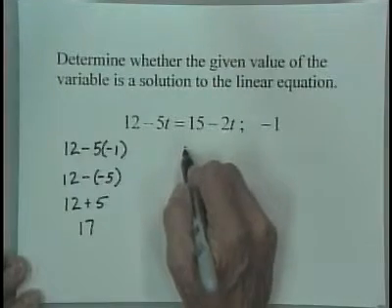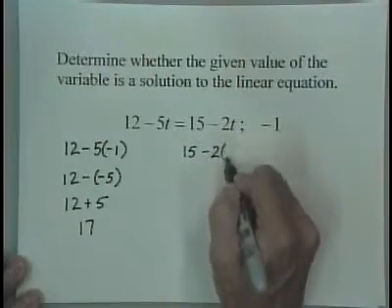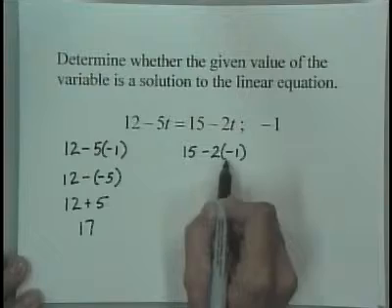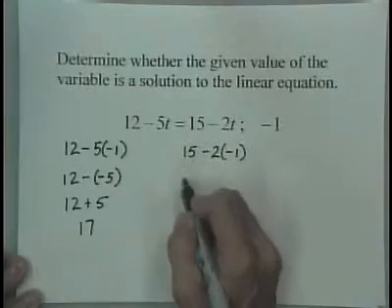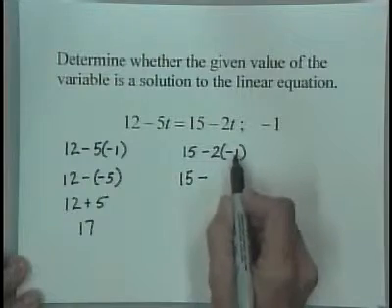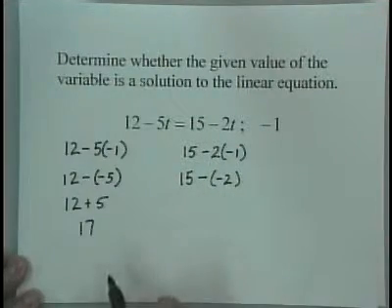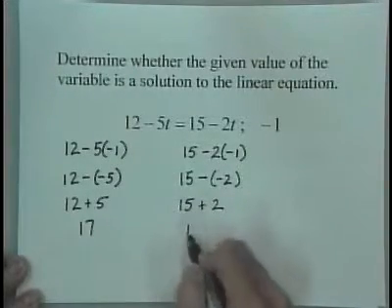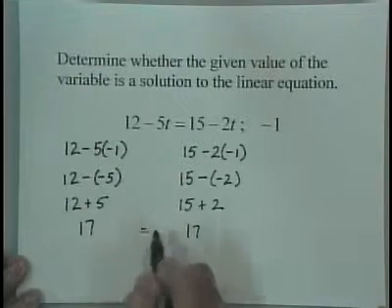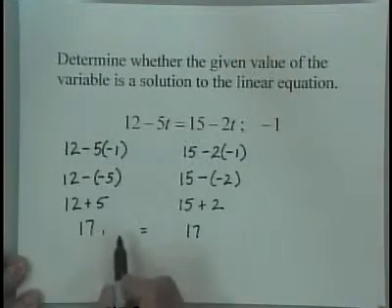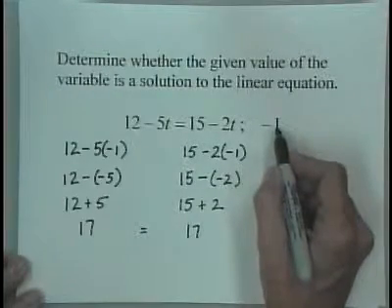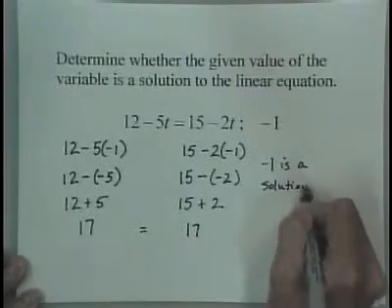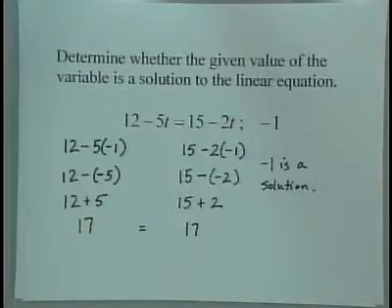Well, let's see what happens on the right-hand side. We have 15 minus 2 times -1. Again, that's times -1. We need to perform the operation of multiplication first. So we'll have 15 minus 2 times -1, which is the number -2. Simplifying, this is 15 plus 2, or 17. Since we got the same value when substituting -1 into each side of the equation, we'd say that -1 is a solution to the equation. Well, let's try another.